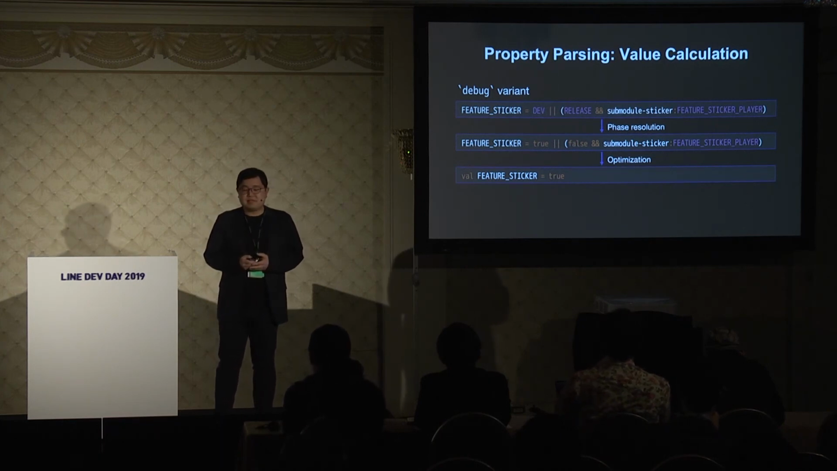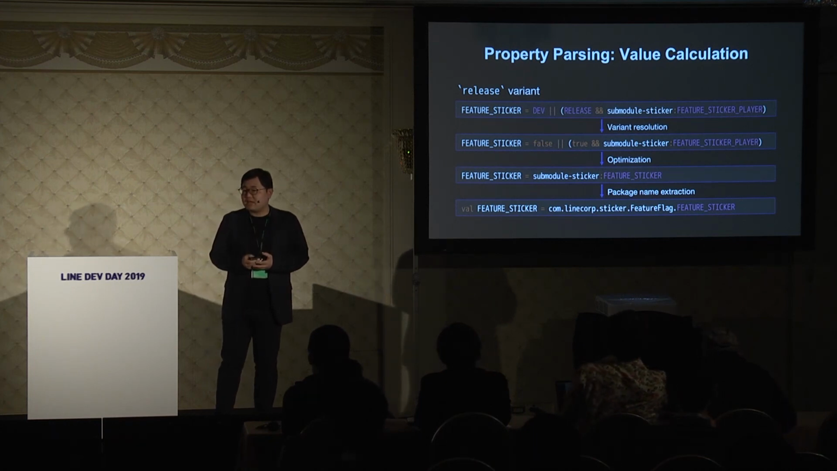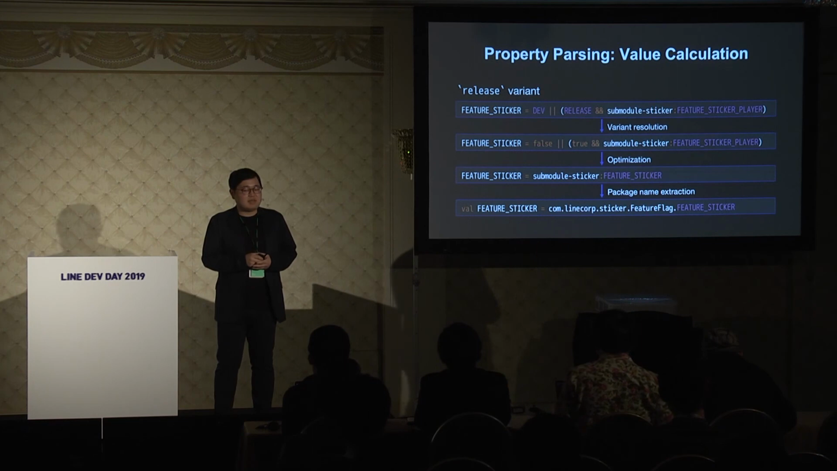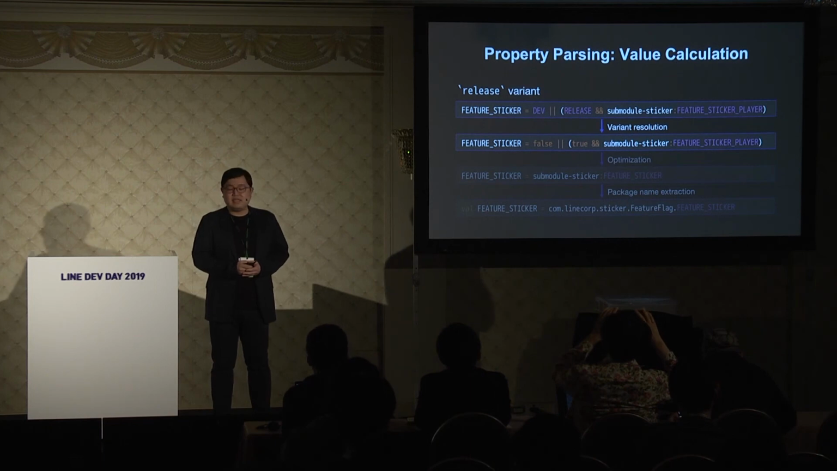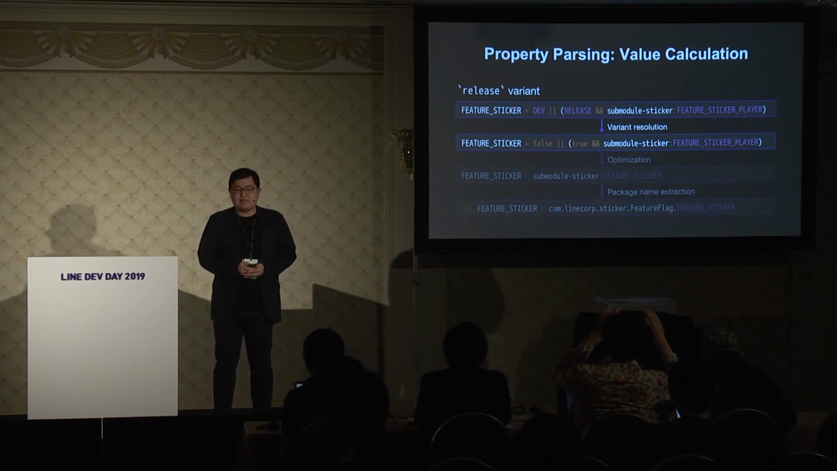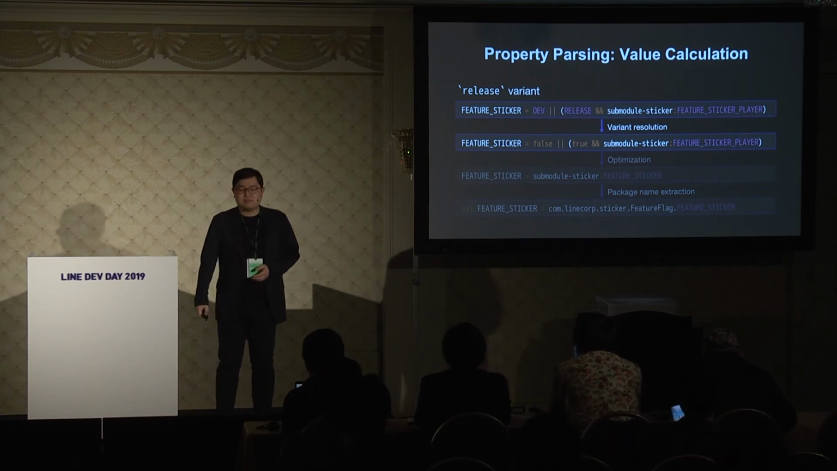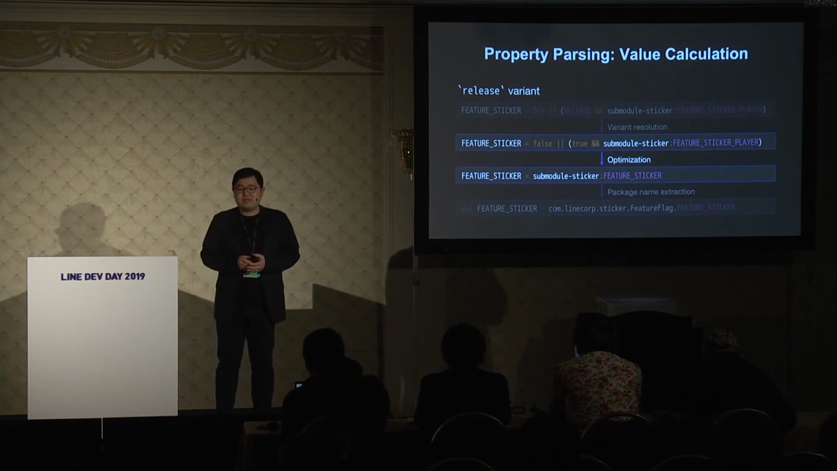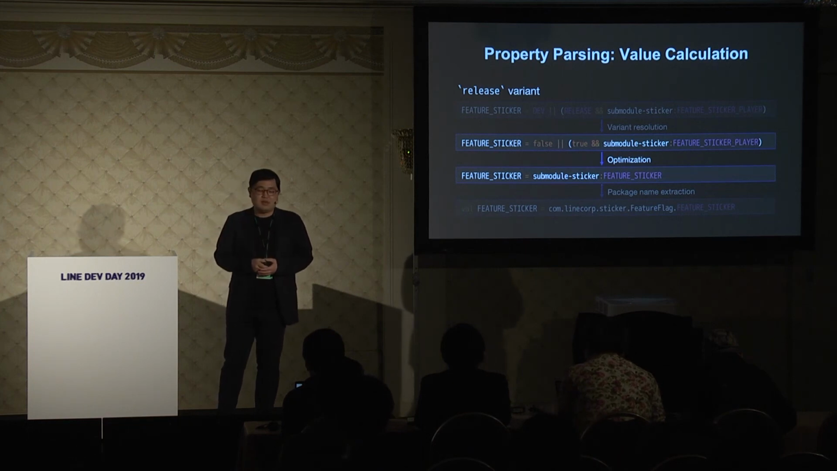And then we thought about the release variant case. Earlier was the same as the debug variant. We go through the steps. There are three steps here. The first two steps are the same as I have just mentioned. In the case of a release variant, only the release phase would become true. So dev would be false and release would be true. And in the optimization step, it's not going to be true or false. And only the submodule sticker module feature sticker player flag link element would remain.